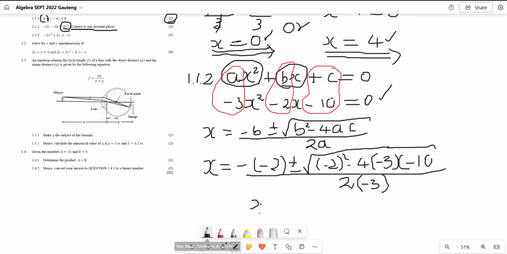Then x will be equal to... Now we apply our calculators. We press everything that we see here in our calculators. Negative in bracket, negative 2. Remember, we put a plus first, square root, negative 2 squared, minus 4, open bracket, negative 3, close bracket, open bracket, negative 10, close bracket. Everything else divided by negative 2 multiplied by negative 3.